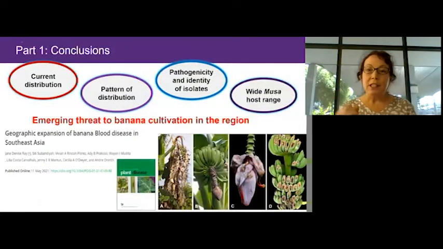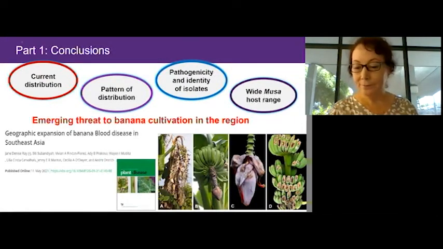In our study of the distribution of blood disease, we've determined its current distribution, its pattern of distribution, the pathogenicity and the identity of the isolates, and that it has a really wide host range in the Musa. The disease has recently expanded its geographic range and is certainly an emerging threat to banana cultivation in the region. Now, if you'd like more information on this section, this work has already been published in Plant Disease.